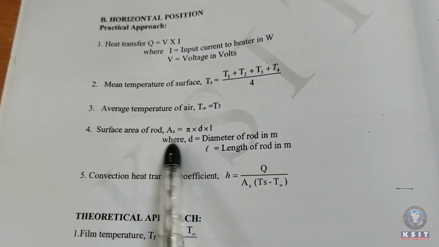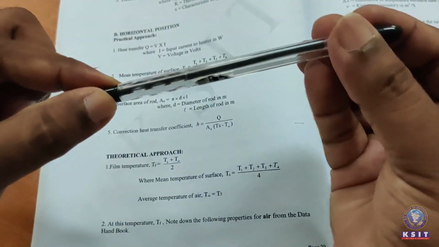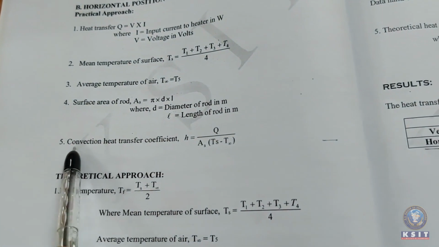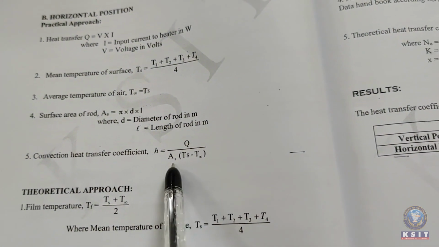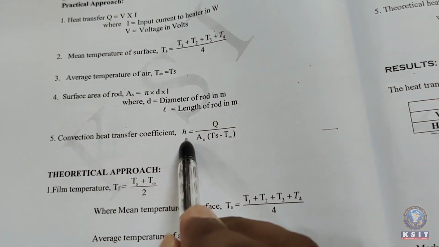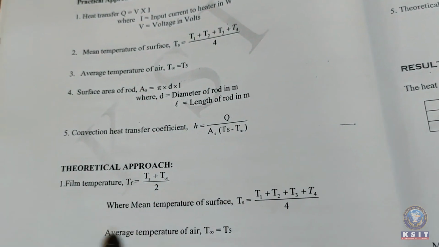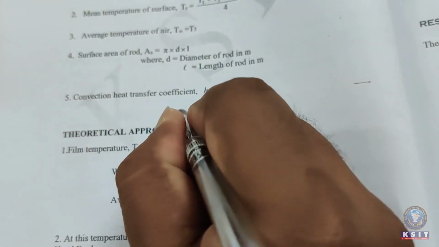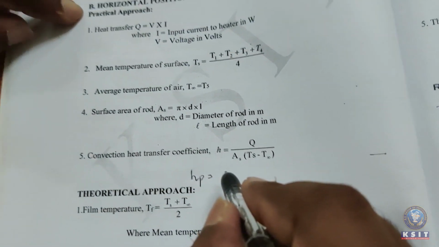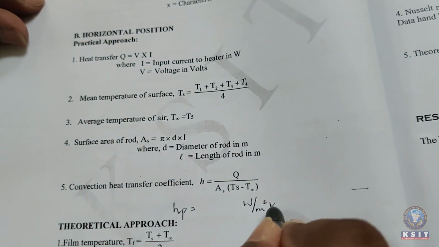Now the surface area when it's kept in horizontal position is the same surface area, so pi d l. The diameter and length of the rod are the same. So we can find out the h value: q by A s is equal to Ts minus T infinity. The formula is the same, but the value of h we get is different when it's kept in horizontal position because the temperatures will be different. Now this is the h practical value of the rod when it's kept in horizontal position. The unit is watt per meter square Kelvin.